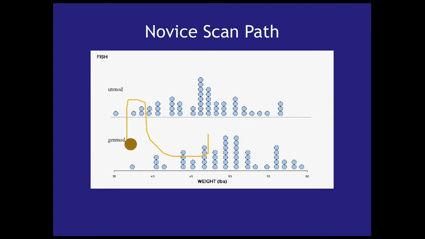Here's a typical novice scan path, up and down across the two distributions. Novices appeared to be trying to find a diagnostic cross-section which they used to compare the number of cases from each group.